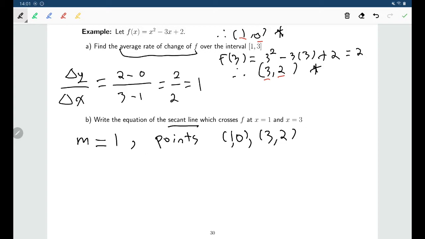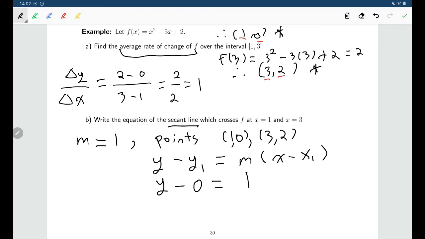We can just create the equation of our line using point-slope form. y minus y1 equals slope times x minus x1. And I'll use the point (1, 0). You, of course, can use either of the 2 points, and it should turn out to be the same. But I'll use (1, 0). So putting in 0 for y, putting in 1 for my slope, and 1 for x. And then just simplifying, I have the equation of my line, y equals x minus 1.